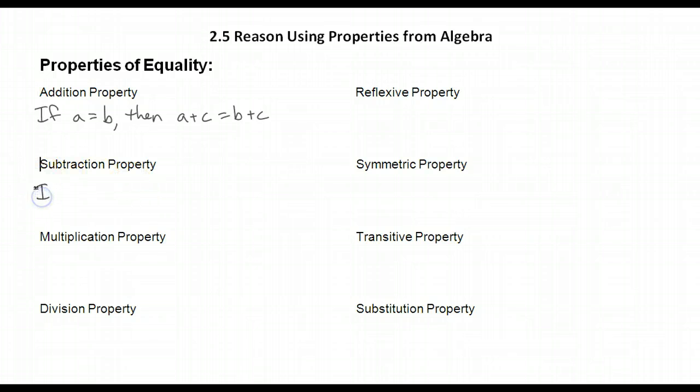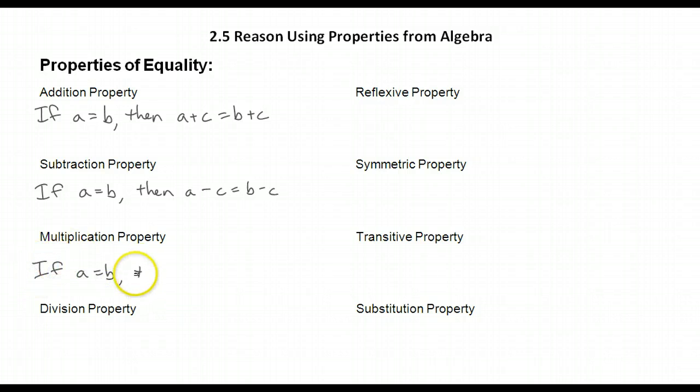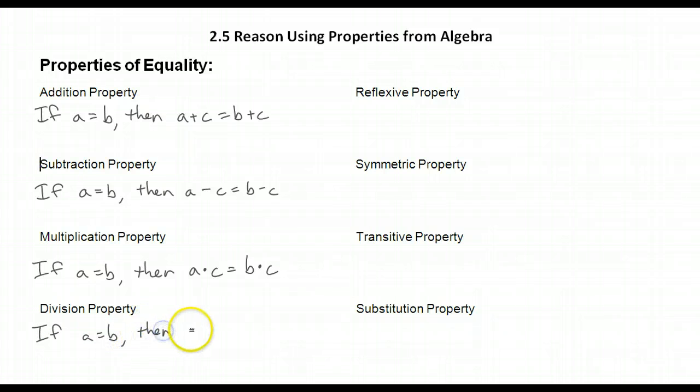Similarly, with the subtraction property, if two things are equal to each other, then I can subtract the same thing from both sides of my equation and keep equality. The multiplication property says if two things are equal, I can multiply both sides of the equation by the same thing and keep equality. And finally, the division property says if two things are equal, I can divide both sides of the equation by the same thing and keep equality.